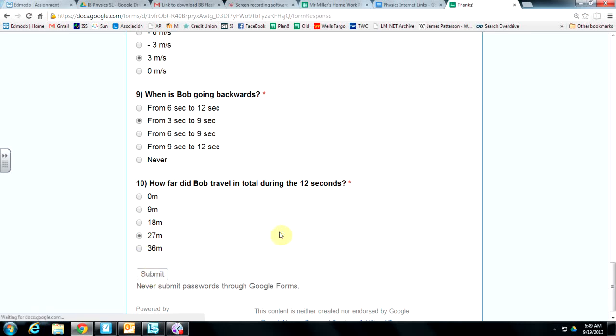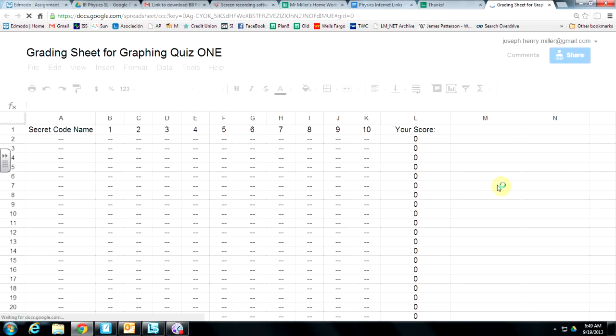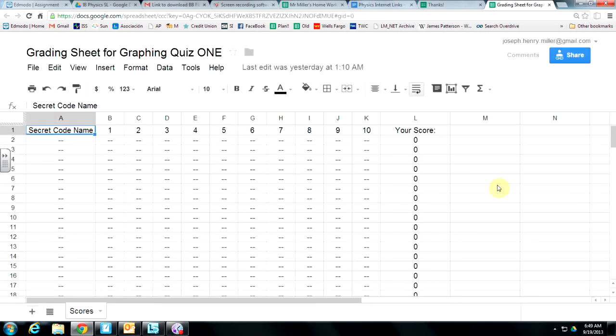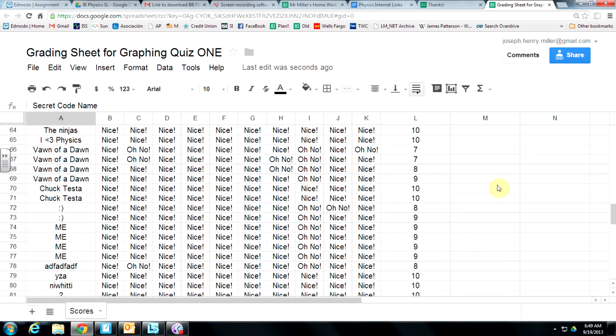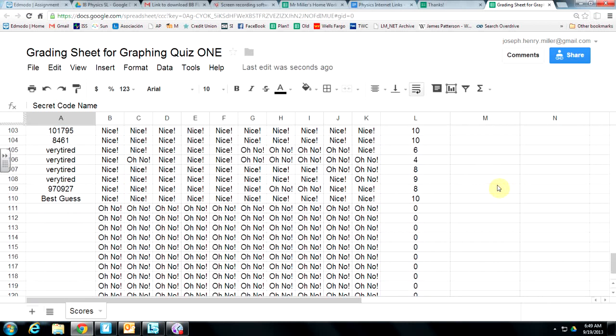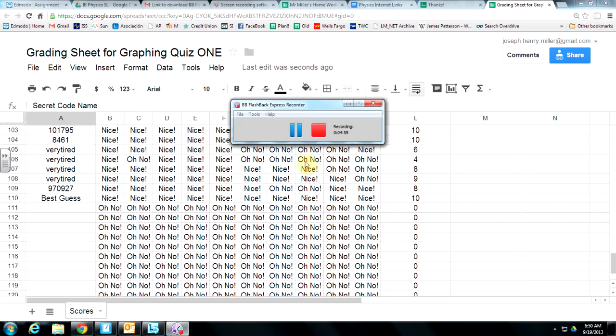And let's see how we did here. Let's see if this spreadsheet works this morning. It looks like a lot of people took this. And hopefully we can look down. Here's all your scores. And best guess, looks like we got 10 out of 10. So that turned out nicely. Hope that helped a little bit.